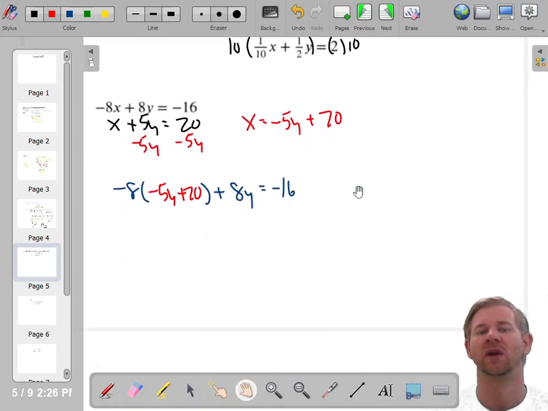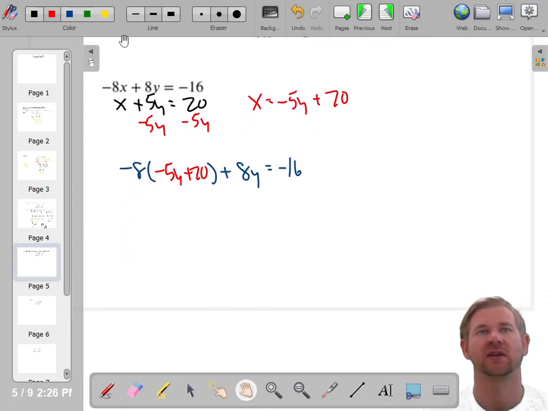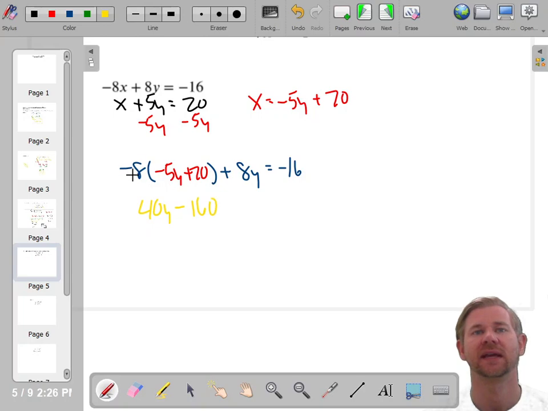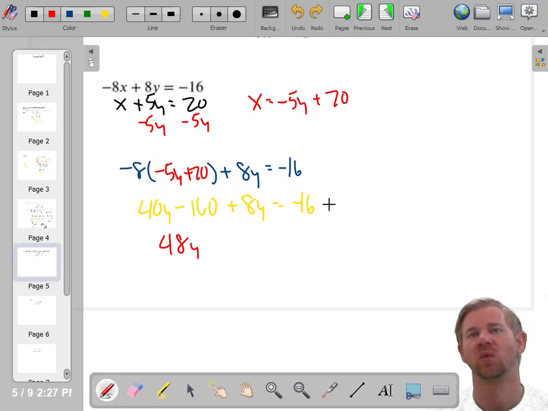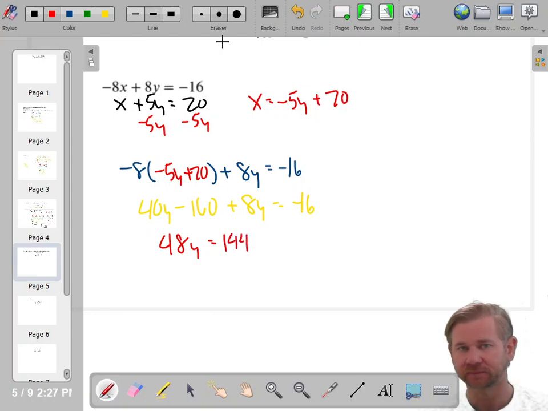And now I have one equation with one unknown, so I just got to go through and solve it. 40y minus 8 times 20 is 160 plus 8y. So you get kind of big numbers, but it's going to get better. 48y, 40 and 8 make 48y. And if you add 160, you get 144. 160 minus 16 is 144.